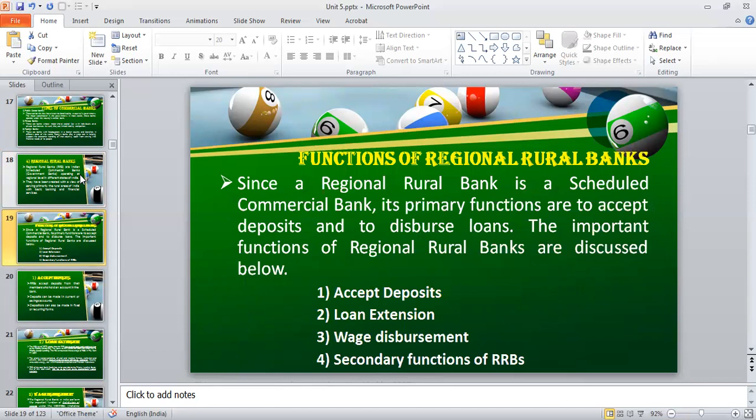So, listen very carefully. If you see the functions of regional rural banks, actually it is a scheduled commercial bank. So the primary function is to accept deposits as well as distribute some loans to the people, right? And apart from these, the main function, again, is accepting deposits. Second function is loan extension. Third function, wage disbursement. And the fourth function is secondary functions of regional rural banks.